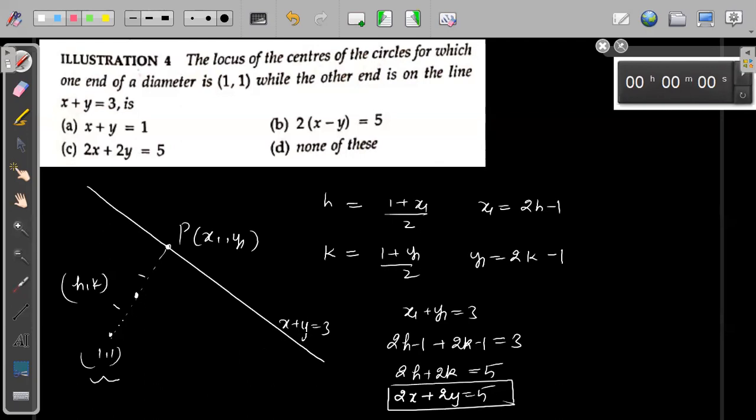Sir, can we solve by finding slope? Yes, you can find slope by taking the slope to be same. You can equate. But this method is much simpler. Okay. You can find slope also, two things.